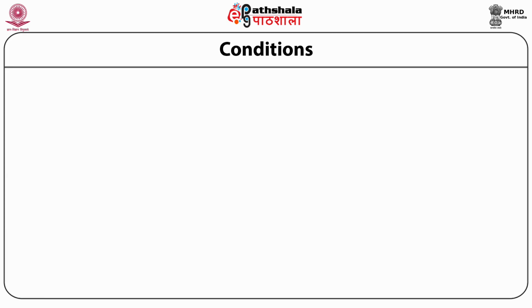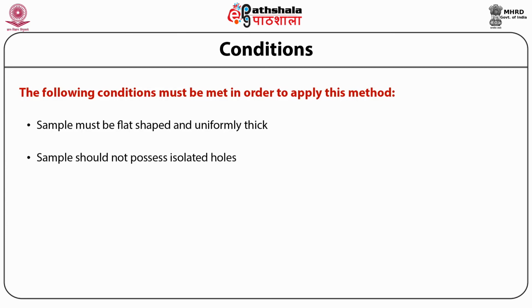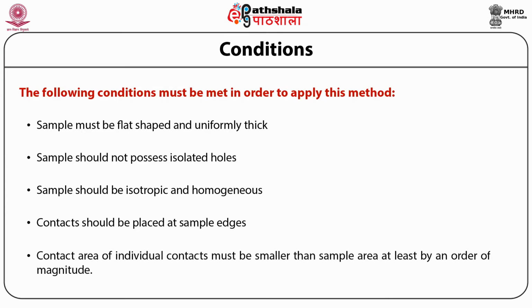Let us now discuss the conditions where the van der Pauw method can be applied. The following conditions must be met in order to apply the van der Pauw method. First, the sample must be flat-shaped and uniformly thick. Secondly, the sample should not possess isolated holes. Third, the sample should be isotropic and homogeneous. Fourth, the contacts should be placed at the sample edges. Fifth, the contact area of individual contacts must be smaller than the sample area, at least by an order of magnitude.